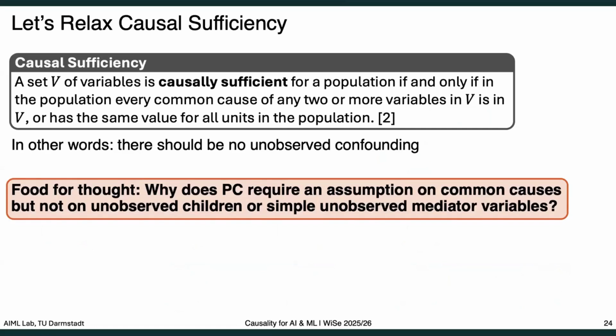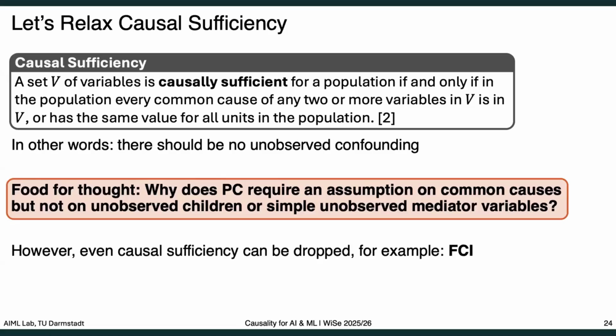Just one food for thought for after the lecture, if you want. Why do we even need an assumption on common causes, unobserved confounders, but not an assumption that there are no unobserved children or unobserved mediator variables? Because we don't have any assumption on that, and we also don't need one. So feel free to think about that if you want.